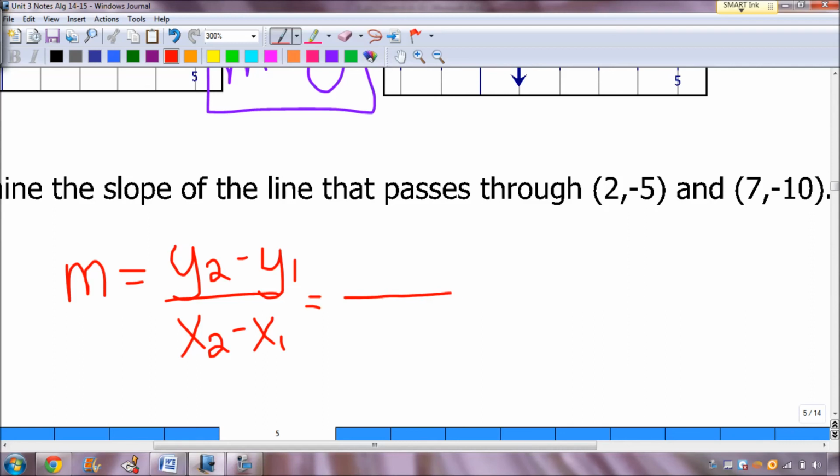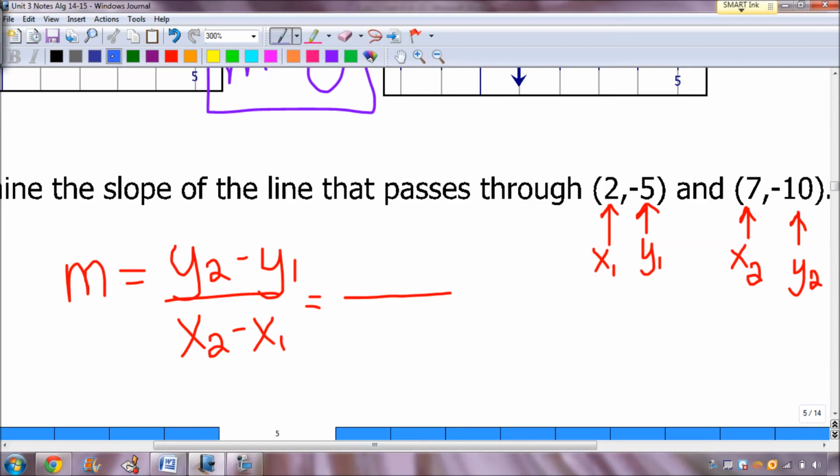So this 2 right here is my first x value, so I'm going to call this x1. This -5 is my first y value, so I'm going to call it y1. This 7 is my second x value, so I'm going to call it x2. And this -10 is my second y value, so I'm going to call it y2. So I'm just going to plug in my information right here.